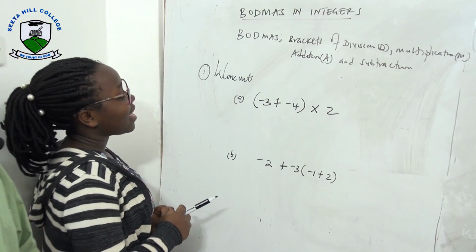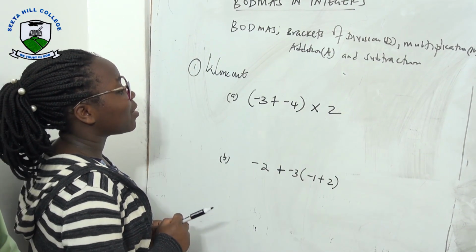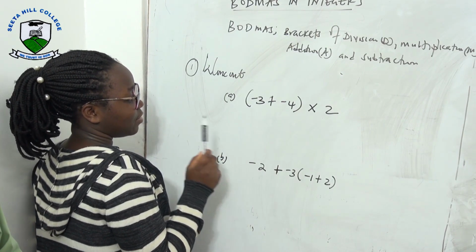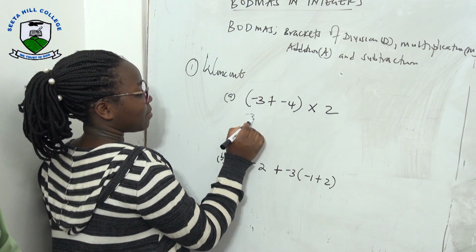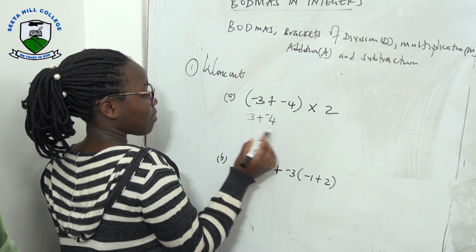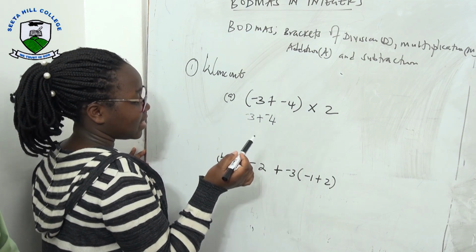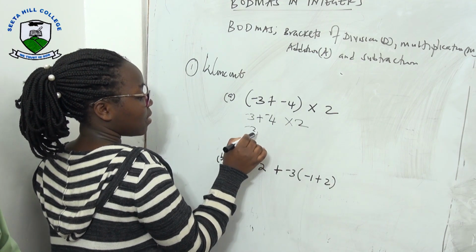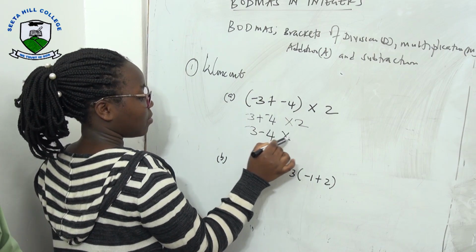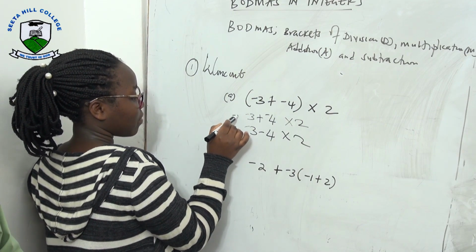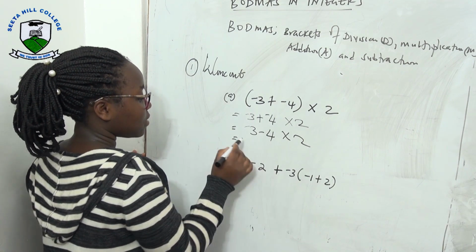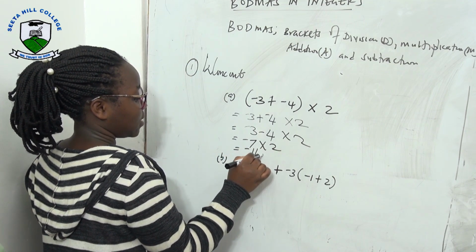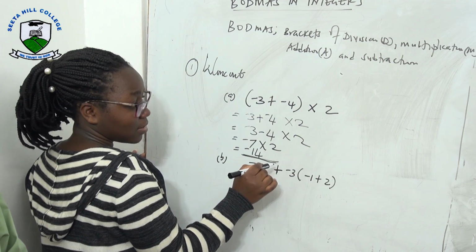According to BODMAS, the first thing that we shall work on is the brackets. So it will be negative 3 plus negative 4. A positive times a negative gives a negative. So it will be negative 3 minus 4 times 2 still. So it will give us negative 7 times 2, to give us negative 14. Have you understood?